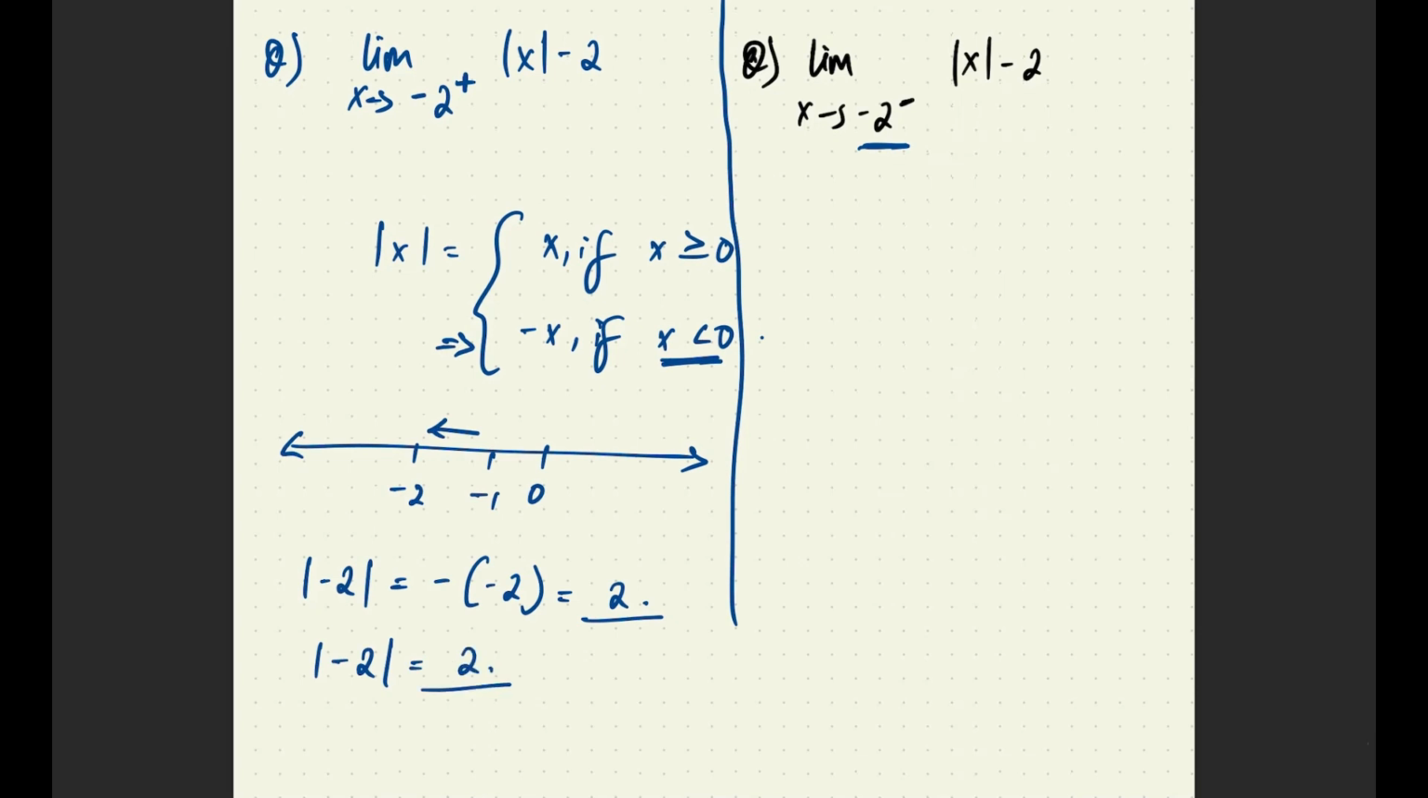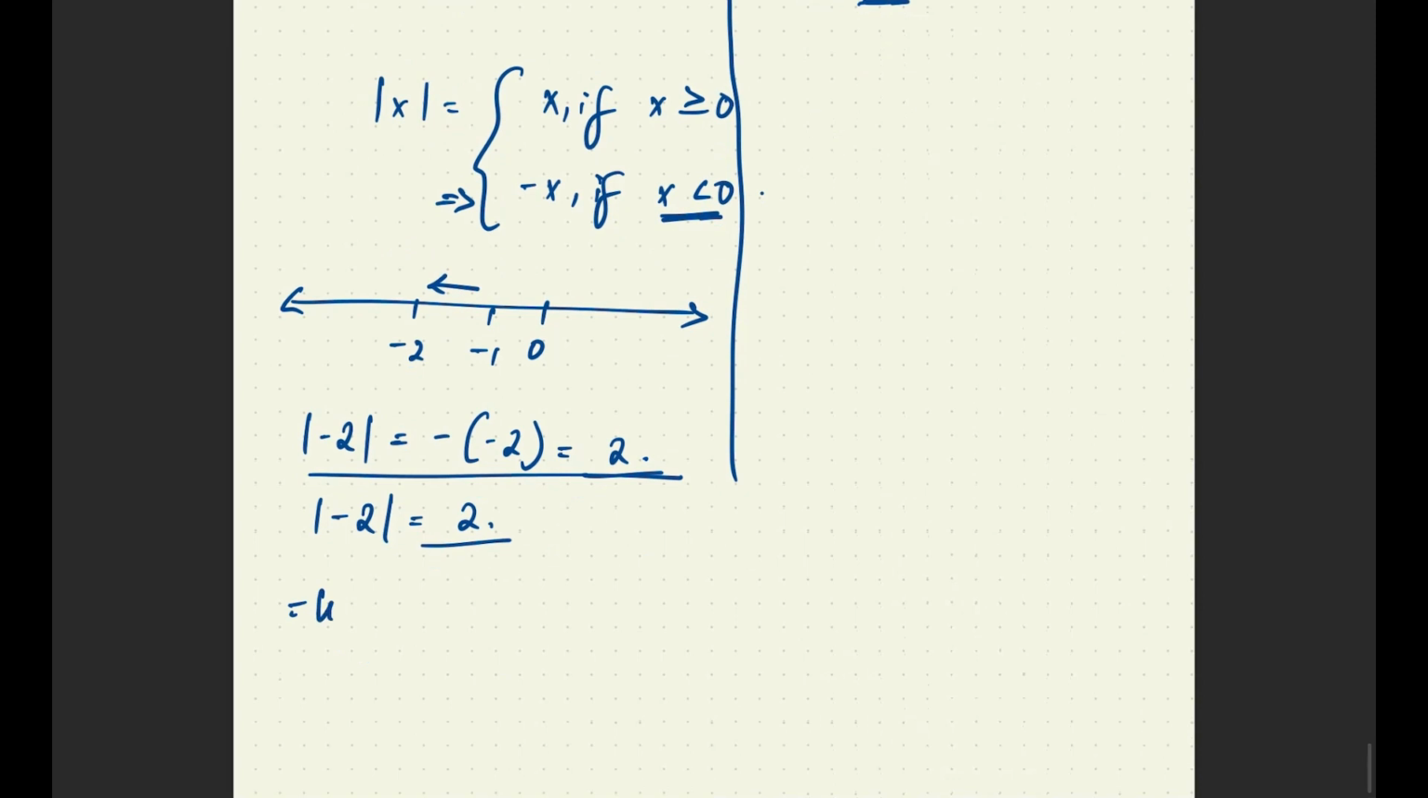But the only reason I'm doing this is because these are very simple examples. The examples we'll do later on in this video really need you to know this definition. That's why I'm trying to use the definition. So just make sure you understand what we're doing. In this case, we know that this absolute value is equal to 2. So we can simply evaluate this limit as x approaches minus 2 from the right-hand side to be equal to 2 minus 2, and that just gives you 0. So this limit is equal to 0.